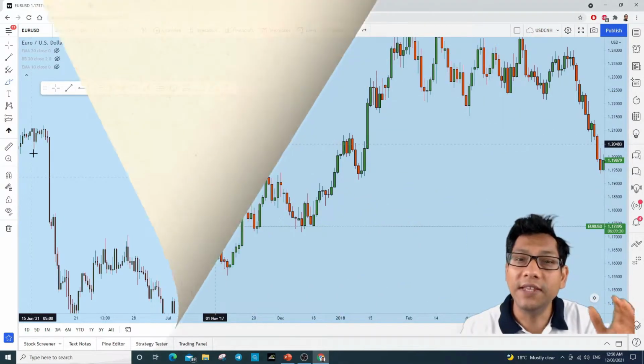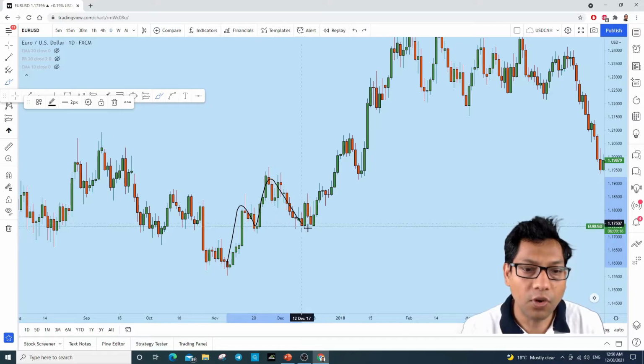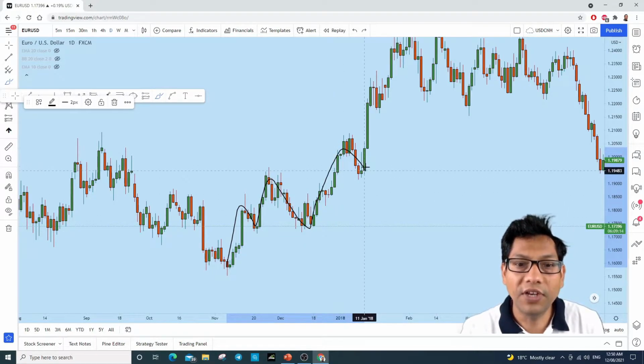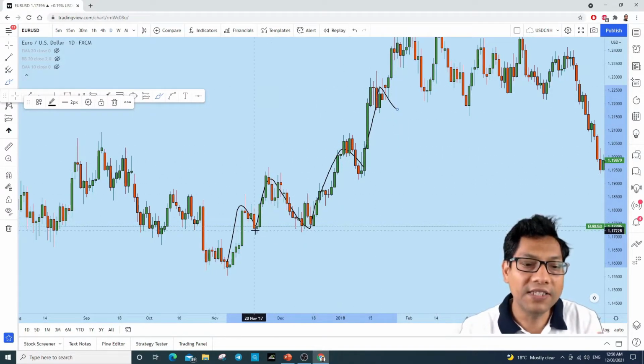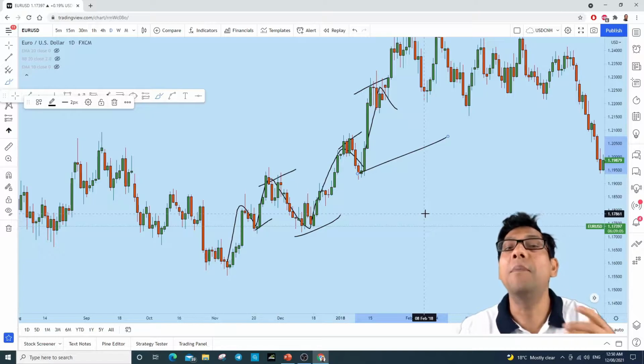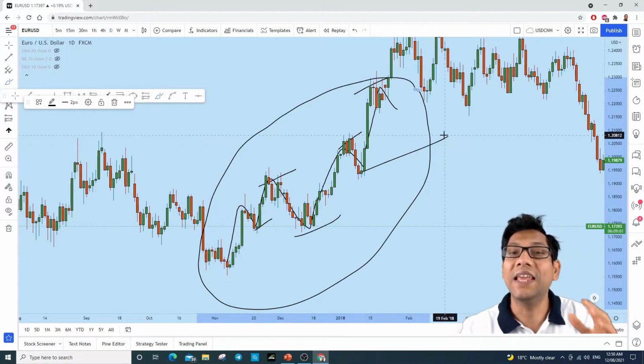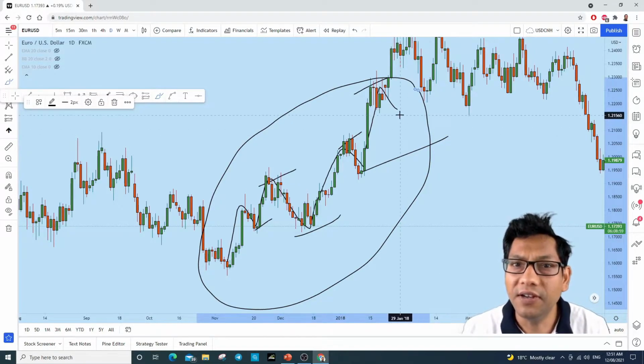So now let's look at this example here. What happened? There is an impulse followed by a correction, another impulse followed by another correction. So every time, what is happening? The market is creating a series of higher highs and higher lows. So this is an uptrending market. So you know that the market structure for this zone is an uptrend, right?